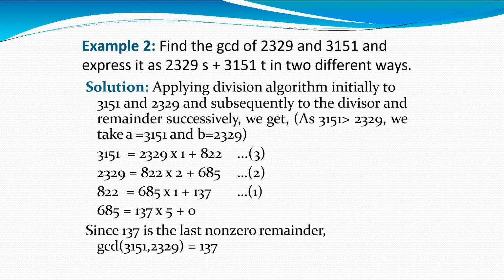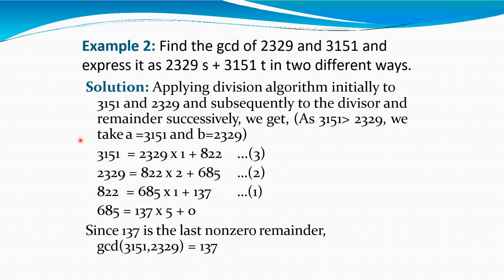Now in a similar way, this is the second example. Here we have to find the GCD of 2329 and 3151 and we have to express it in two different ways. Now similar to the previous example, here also we have to use the Euclidean algorithm. That means we are applying division algorithm repeatedly. Now out of the given two integers, 3151 is bigger than 2329. So we consider a as 3151 and b as 2329.